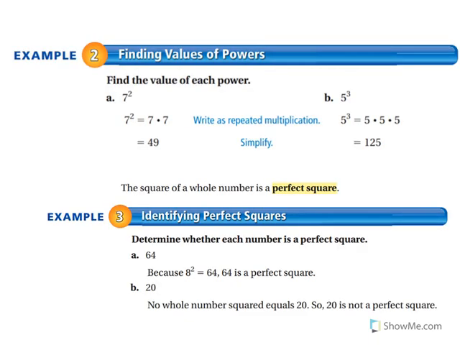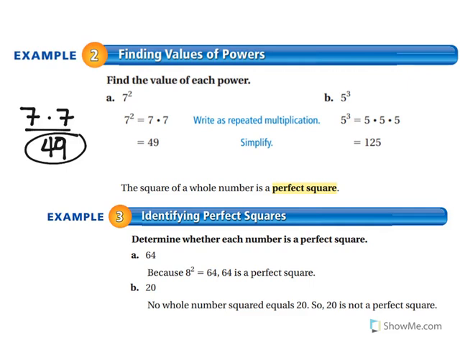Okay, well, for example 2, it now says find the values of the powers. So in here, for part A, it says find the value of each power, and you're 7 to the second power. So we have to expand this out. So 7 to the second power would mean there are 2 7s. So you'd write 7 and 7, and you're going to multiply them. So 7 times 7, which when you multiply those, you get 49. Therefore, 7 to the second power is 49.